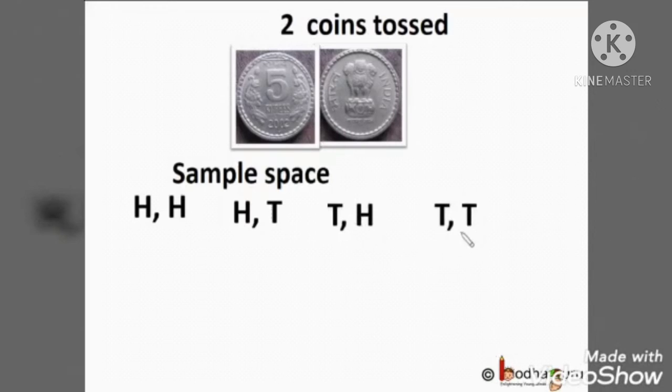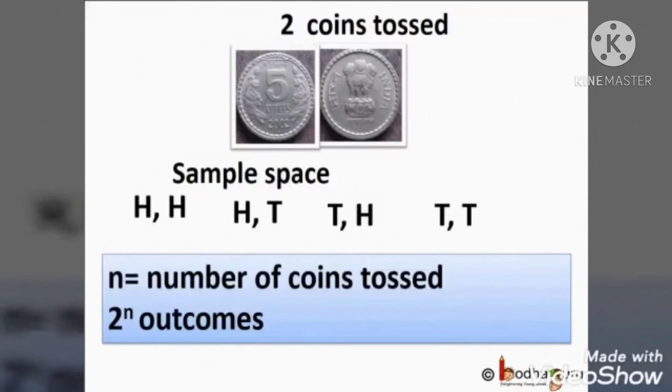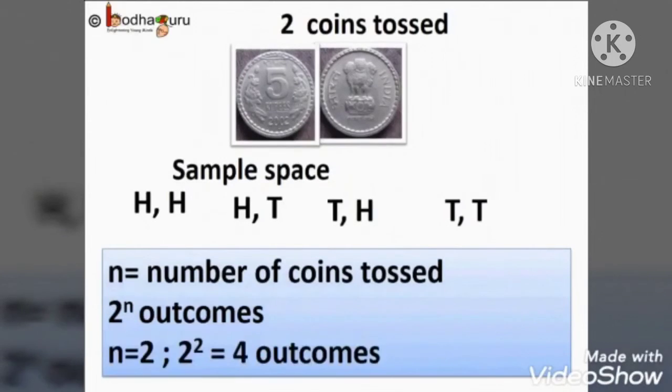You know, we can find the number of possible outcomes based on the number of coins tossed together. Say n is the number of coins tossed together, then the possible outcomes will be equal to 2 to the power n. So, when 2 coins are tossed together, then n is equal to 2, and the number of outcomes is equal to 2 to the power 2, which is equal to 4. Hence, the sample space has 4 events in it.